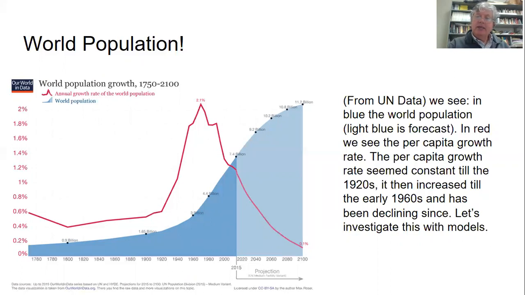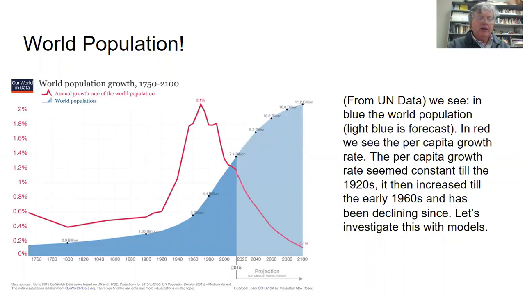How do they get that? How do they do the projection? So that's what we're looking at. They use models, and we're going to have a look at models. So the line in red is the annual growth rate. And you see that for quite a while, the world annual growth rate was pretty constant.